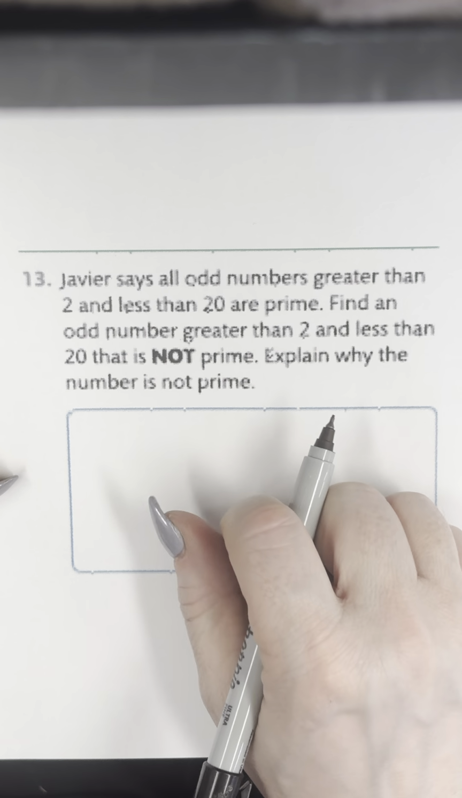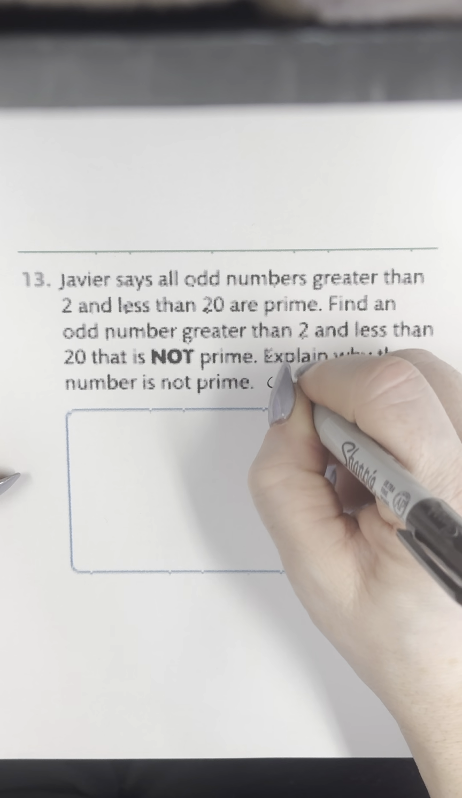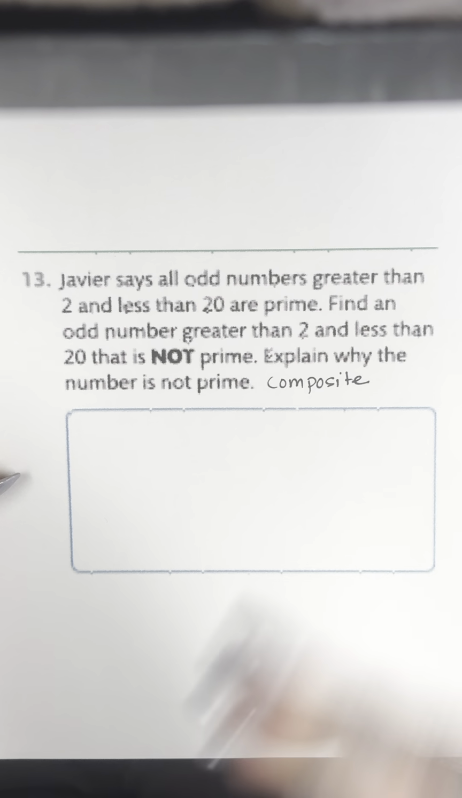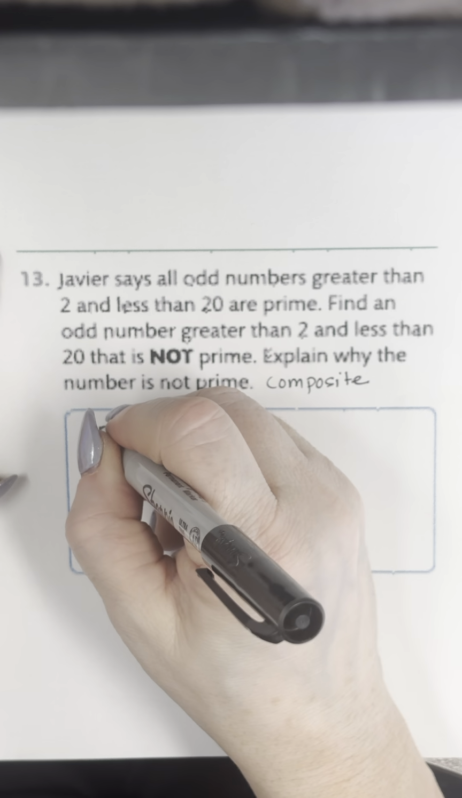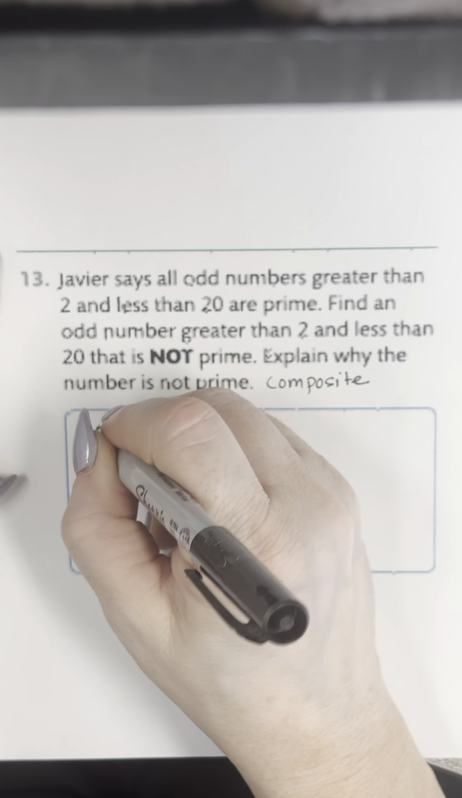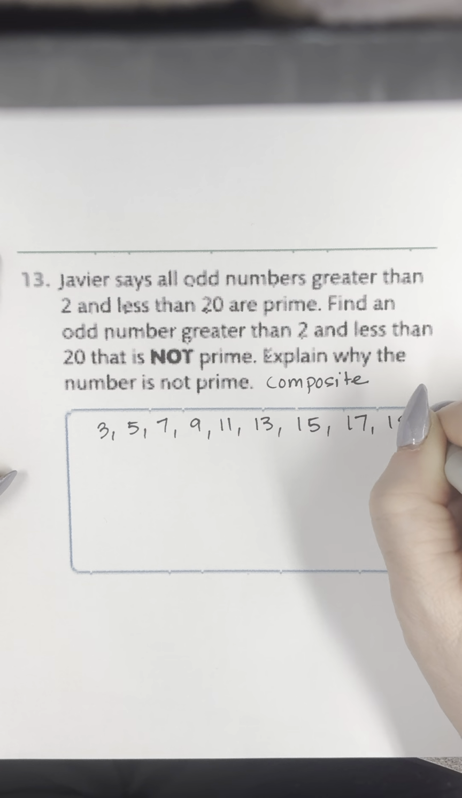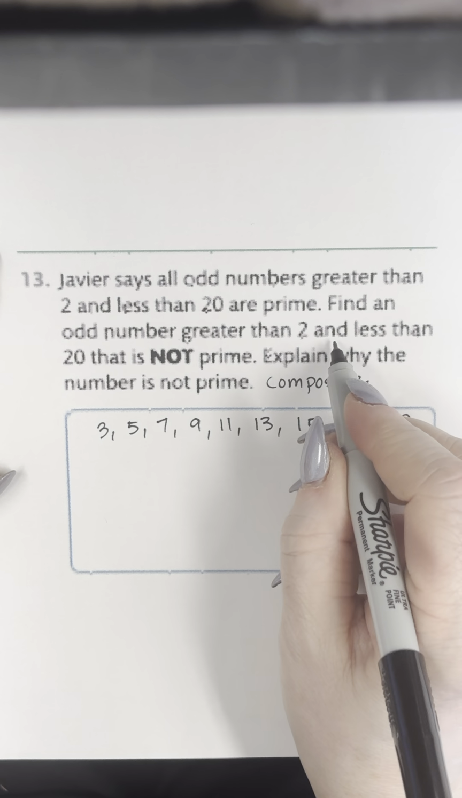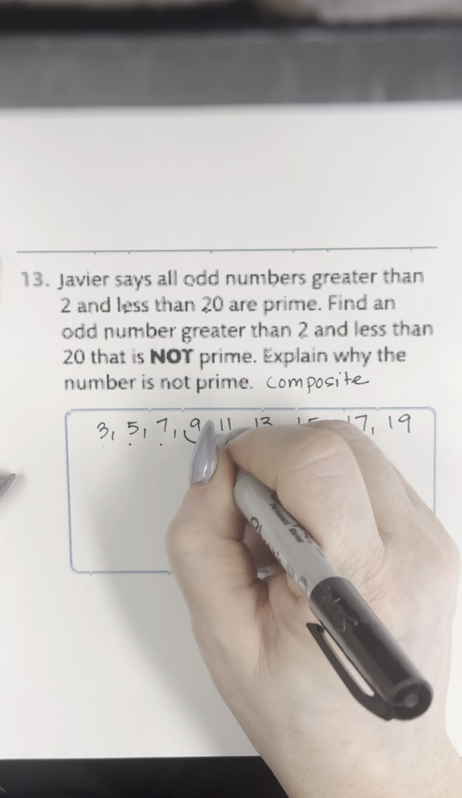Last question. Javier says all odd numbers greater than 2 and less than 20 are prime. Find an odd number greater than 2 and less than 20 that is not prime. Explain why the number is not prime. So explain why it is composite. So let's list out all of the odd numbers greater than 2 and less than 20. 3, 5, 7, 9, 11, 13, 15, 17, 19. Well, 3 is prime, 5, 7, there it is.